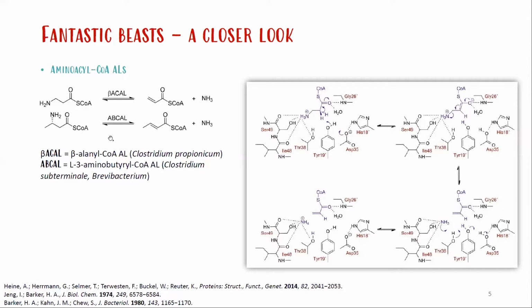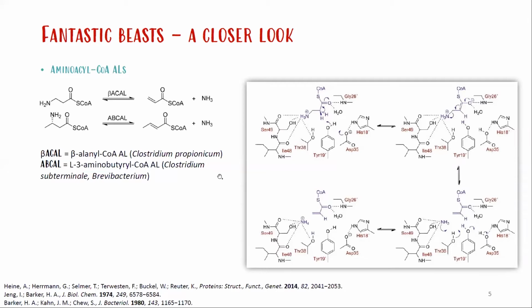And if we take a look at the mechanism, it's actually fairly similar to the last class. Again, we have a catalytic base, which in here is tyrosine. And basically, again, we get the same beta elimination mechanism. So from the enolate, which is again stabilized by hydrogen bonding, we would get beta elimination, and then the ammonia is again stabilized by surrounding hydrogen bonds.